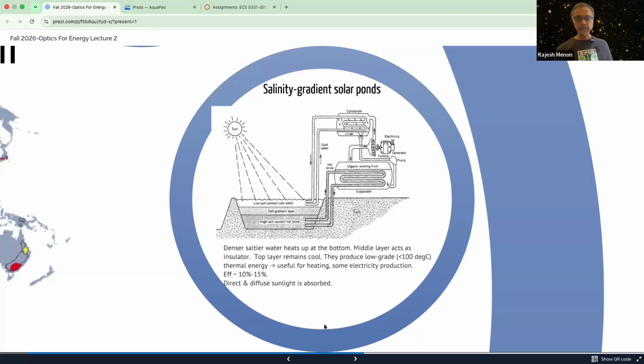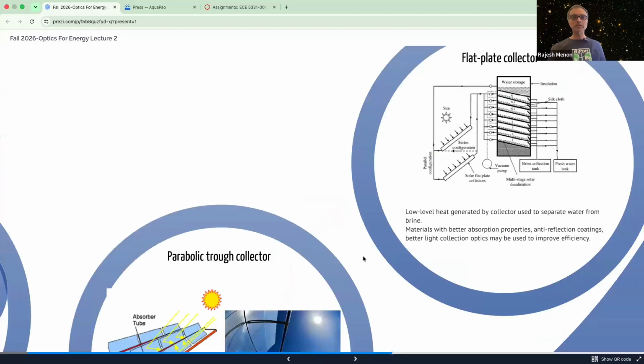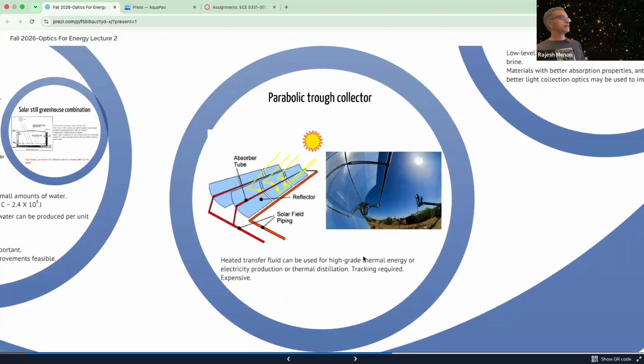Sometimes people use it for heating as well. So you can imagine similar sort of stuff. Of course, there are fancier ways to do this. You can put it at the focus of a parabolic collector and distill the water.